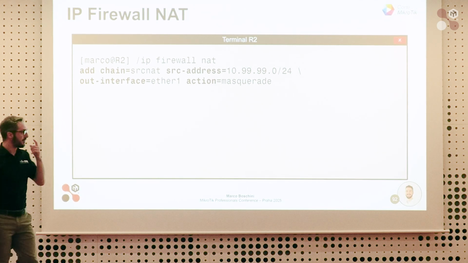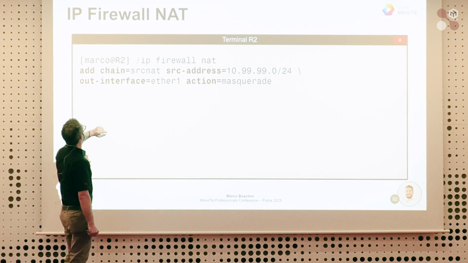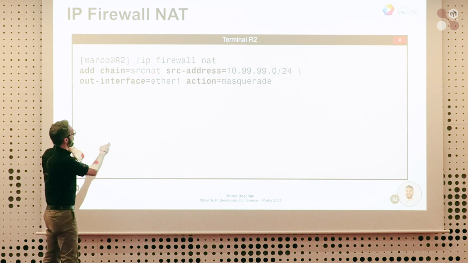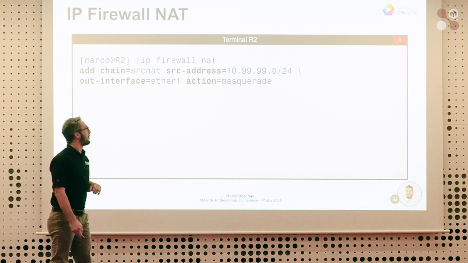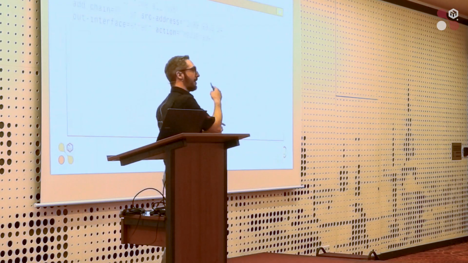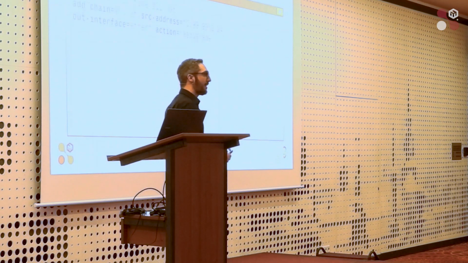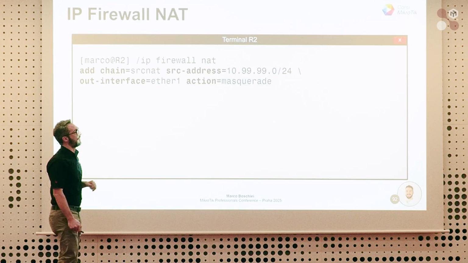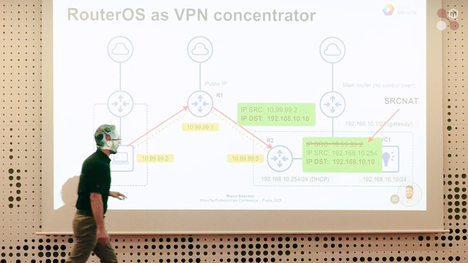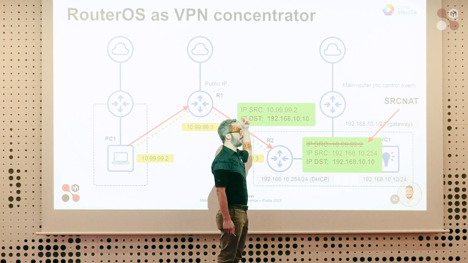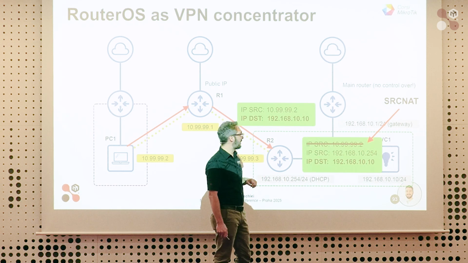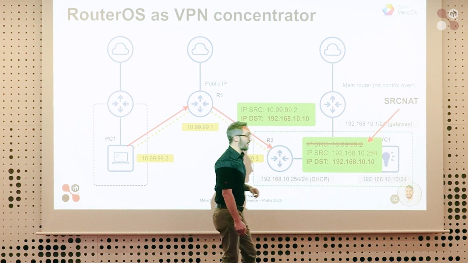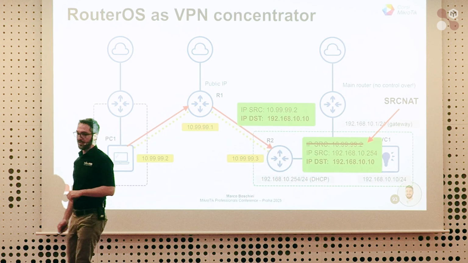And with a single rule of firewall NAT, you can add that in the chain of the source NAT for the source address of the VPN. You can masquerade the original sender IP with the IP setting on the output interface of Ethernet 1 in this case. Router 2 masquerades the original IP with the IP setting on the interface and forwards out the packets to the final device.